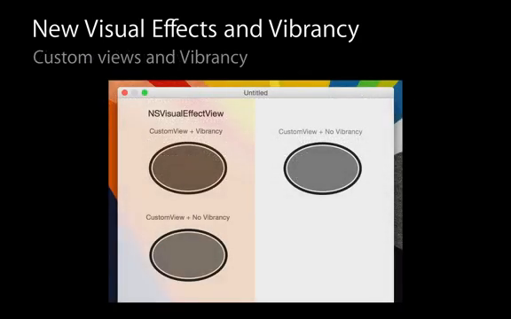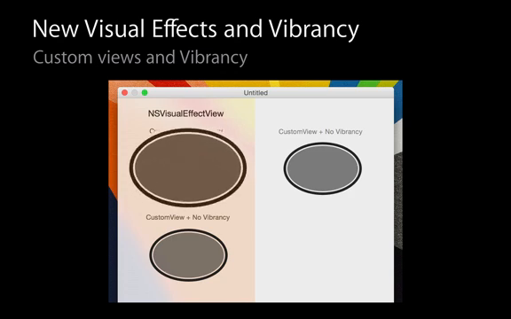So let's talk about custom controls in vibrancy and what you can do in your control to make them vibrant. So here we have a custom view. It's just drawing a gray oval and then another gray oval inside of it. And this one's appearing vibrant. You can see how it's a deeper orange color. The gray is being blended with what's behind the window to produce this vibrant effect.